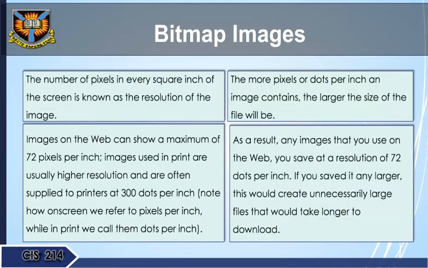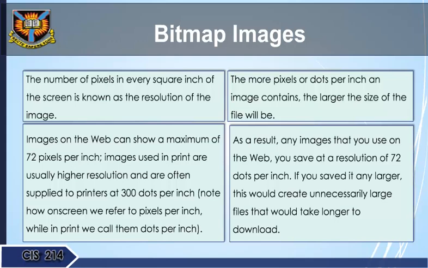The number of pixels in every square inch of the screen is known as the resolution of the image. Images on the web can show a maximum of 72 pixels per inch. Images used in print are usually higher resolution and are often supplied to printers at 300 dots per inch. Note how on screen we refer to pixels per inch, while in print we call them dots per inch.